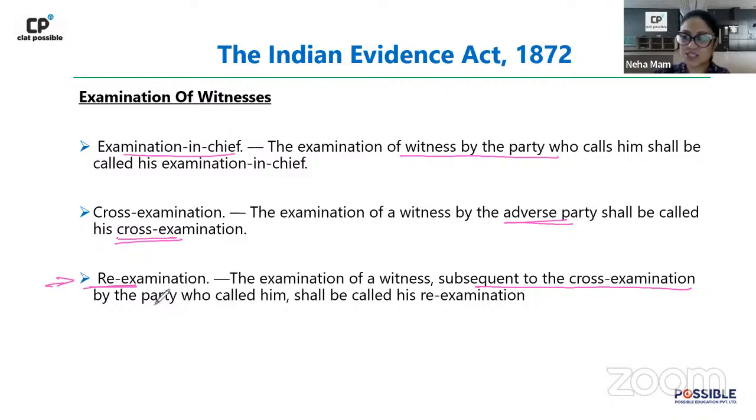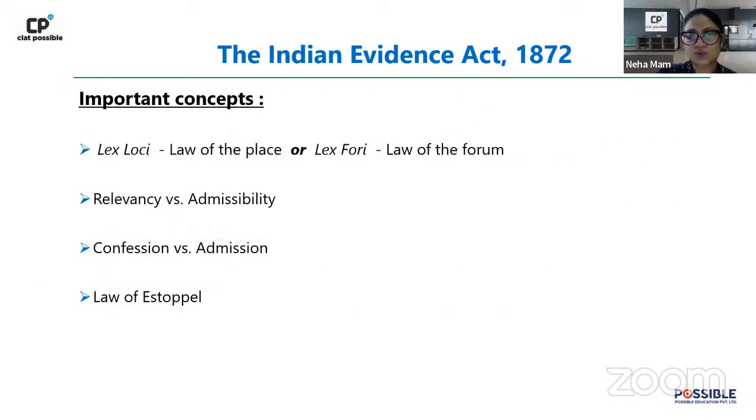So re-examination is done by the party who has brought the witness, right? So this is fairly simple. Examination in chief, then there is the cross-examination, and then you have the re-examination, right? So you have the three types of examination of a witness. ठीक? अब इसके अलावा the last thing which I want to do so far as the evidence law is concerned, there's certain basic concepts जो कई बार एग्जाम में आते हैं, so you should have an idea about it.